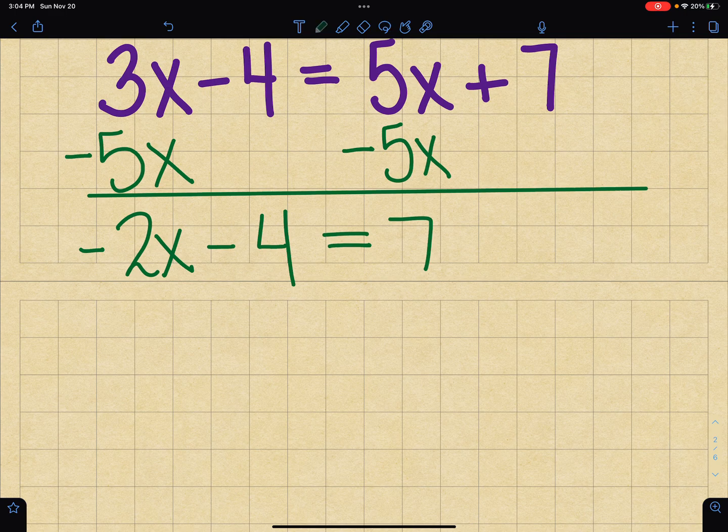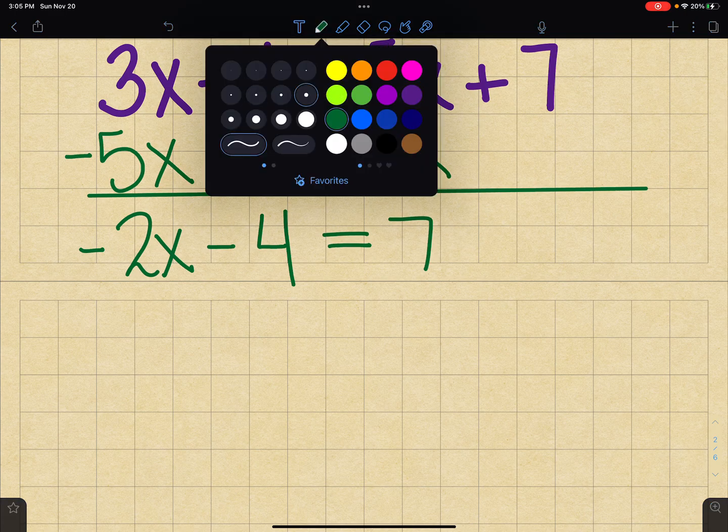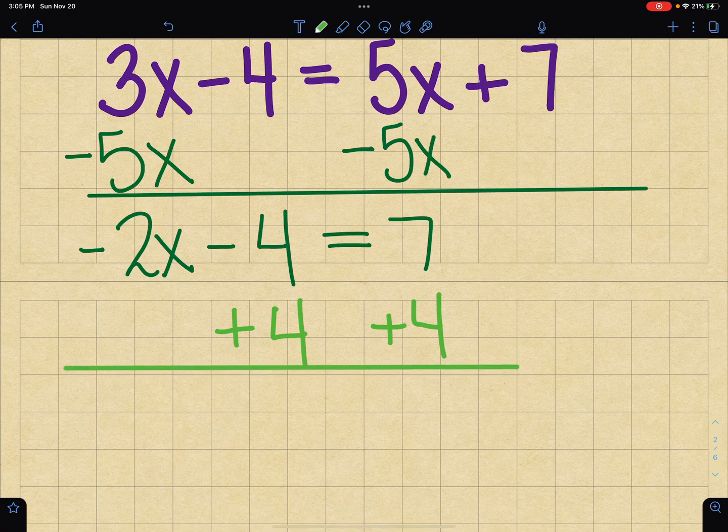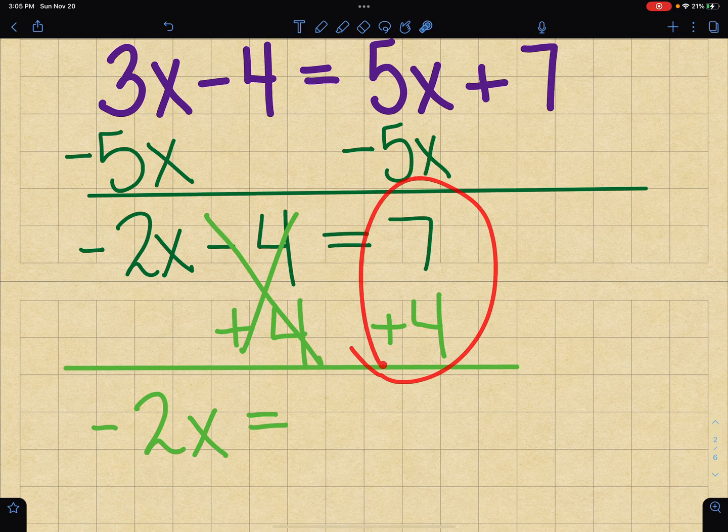So now let me get a different color so you can see what I'm doing. I'll make it fatter. Okay, so I'm going to add 4 to both sides of the equation because I still want to isolate that variable. So that's what I'm trying to do. So I'm going to bring down negative 2x because I didn't do anything there. This cancels out to 0, is equal to, and then 7 plus 4 is 11.